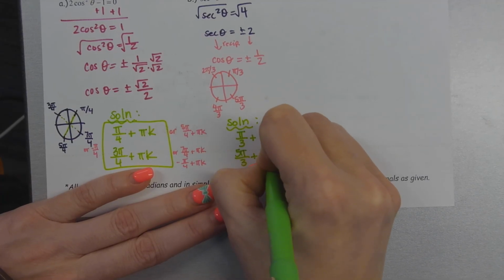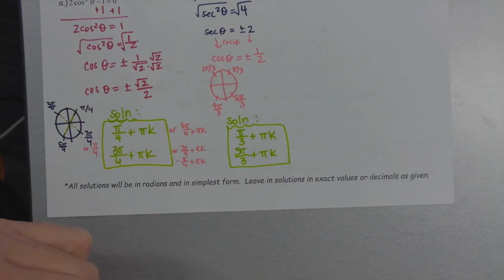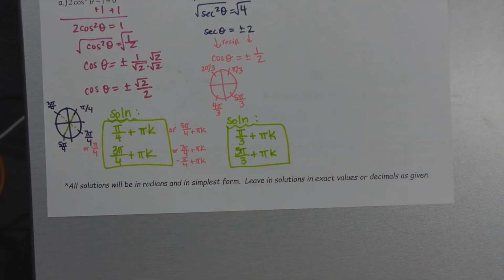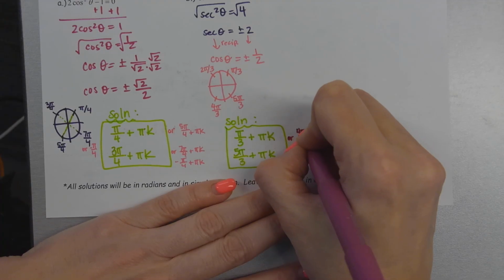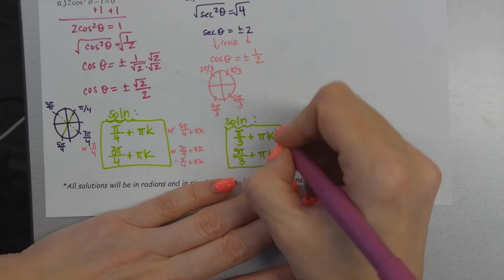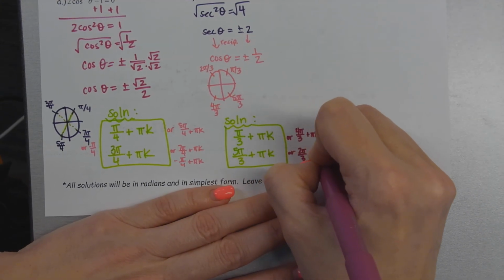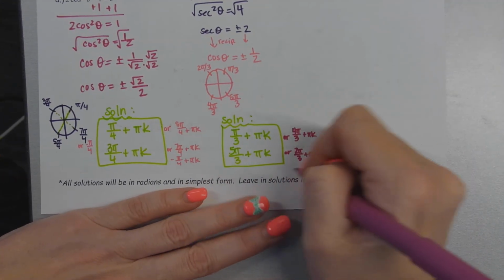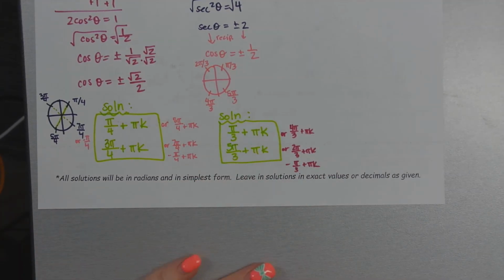So whatever your two equations are, you can use the 4 pi over 3 instead of the pi over 3. So this could be, instead of pi over 3, you could do the 4 pi over 3 plus pi k. Instead of the 5 pi over 3, you could do the 2 pi over 3 plus pi k. Or if you wanted to use negative pi over 3 plus pi k, you could do that as well. Okay?